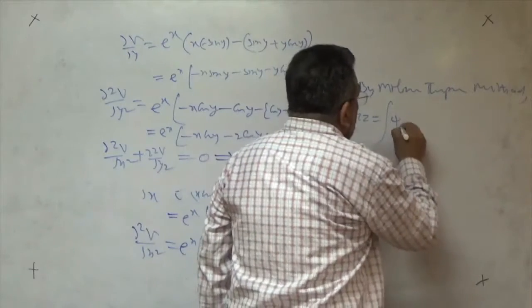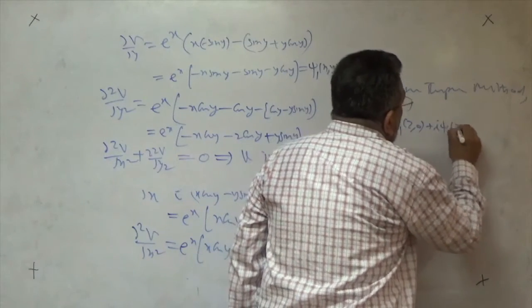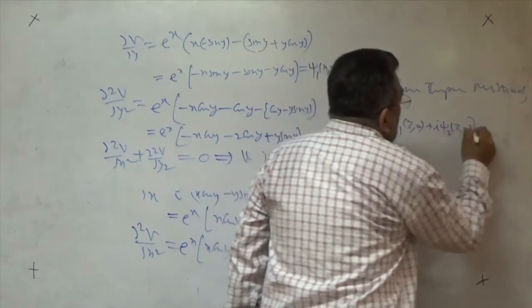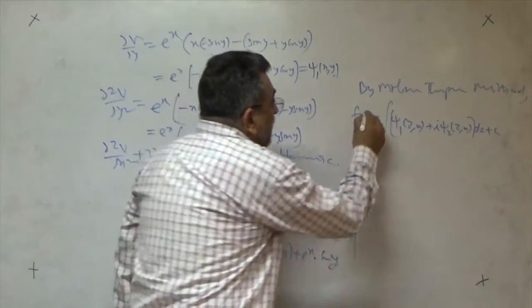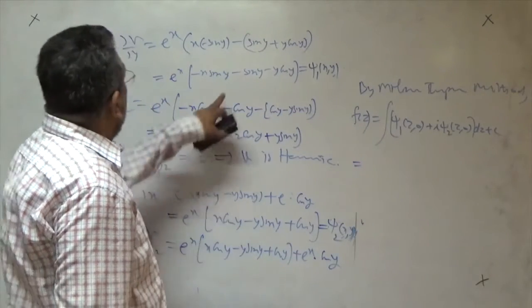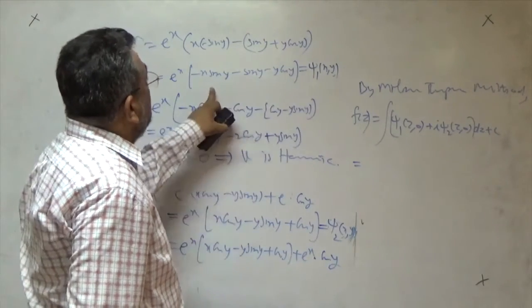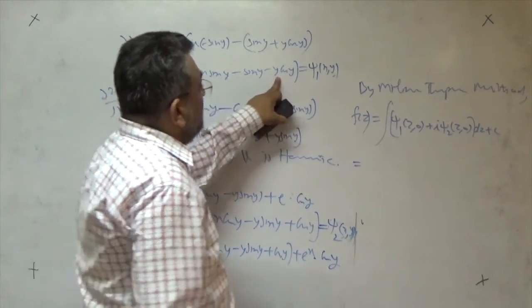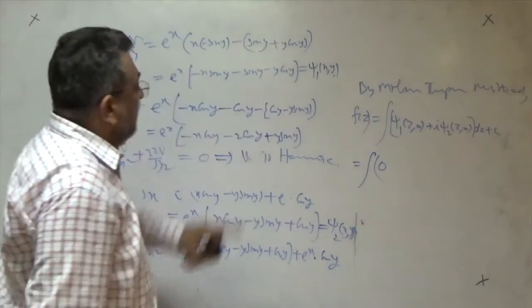Formula is psi 1 of (z, 0) plus i times psi 2 of (z, 0), integrated with respect to z, plus c. Now substitute the values. Psi 1 (z, 0) can be obtained from here by putting x equal to z and y equal to 0. So this is 0, this is 0, and this is 0. Means the first term is completely 0 by putting y equal to 0.